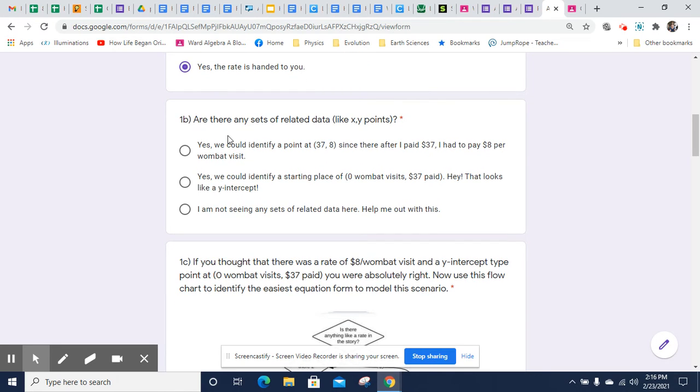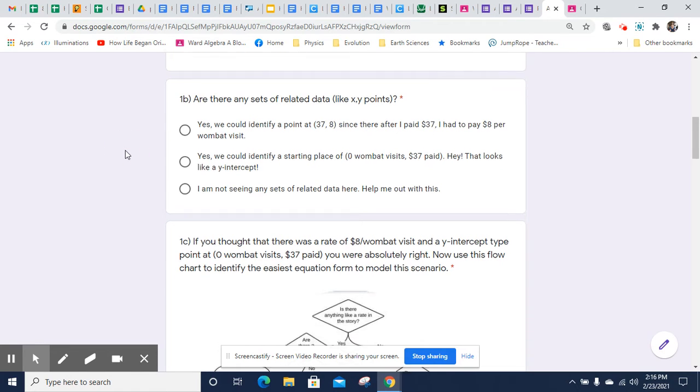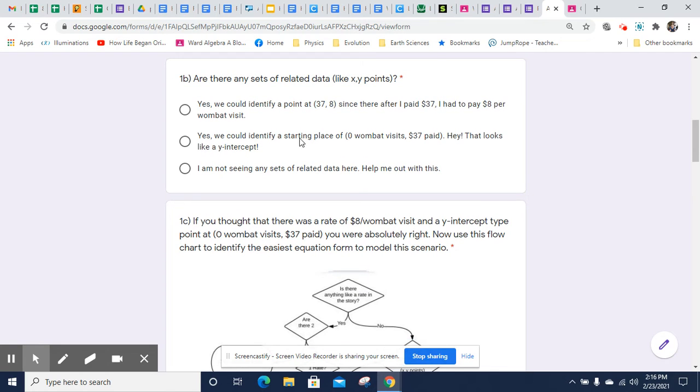Is there anything like a set of related data in the story? Okay, so let's see. A point at 37, 8? Since after I paid $37, I had to pay $8 per Wombat. Well, that wouldn't really quite be a point. That's $37 I paid once and $8 I pay over and over again. Let's see. Yes, we could identify a starting place. Okay, 0 Wombat visits, $37 paid. That works because if there are 0 Wombat visits, I still had to pay $37 to join the club.